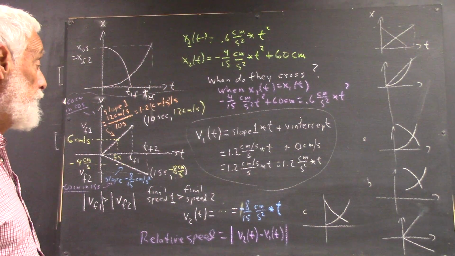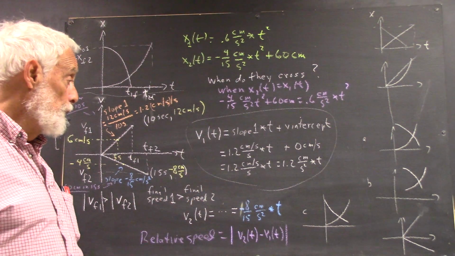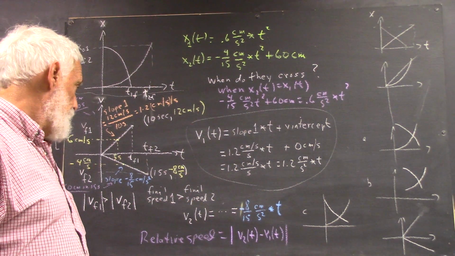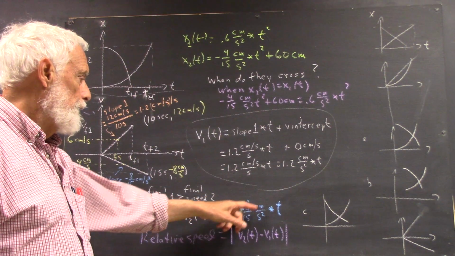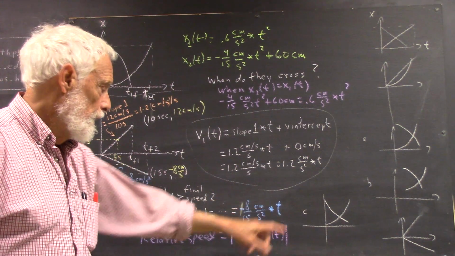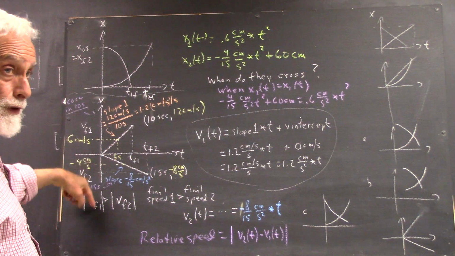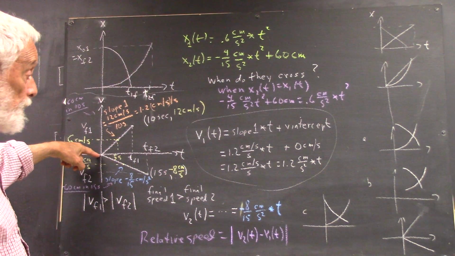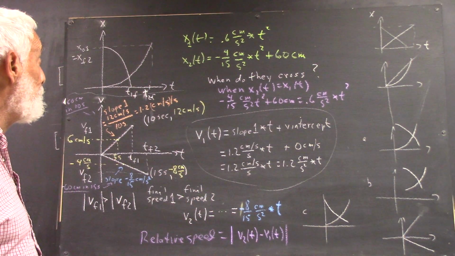Our second velocity function, just by similar reasoning, is negative 8/15 centimeter per second squared times t. Slope times t, since the vertical axis intercept of this graph is also 0. Both objects start from rest.